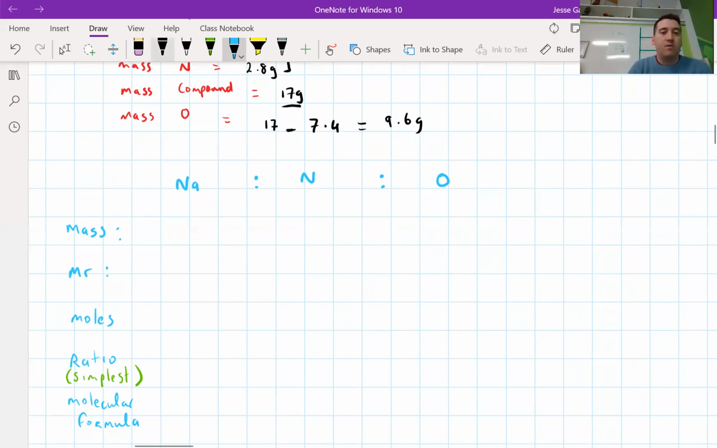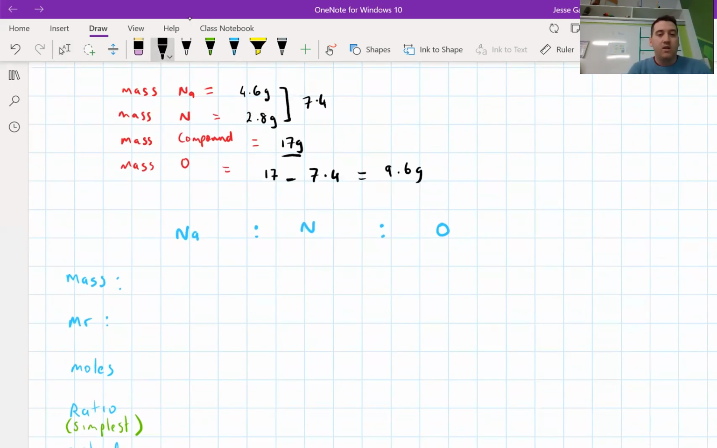All right, so the first thing we want to write down is the mass of each thing here. So the mass of sodium we have is 4.6 grams. The mass of nitrogen we had was 2.8 grams. And the mass of oxygen that we had ended up being 9.6 grams. The MR of each of these things, you've got to go to your periodic table. And of course, we're going to divide the mass by MR in each case to give us moles on the next line. So the MR of sodium is going to be 23. The MR of nitrogen is going to be 14. And the MR of oxygen is going to be 16.